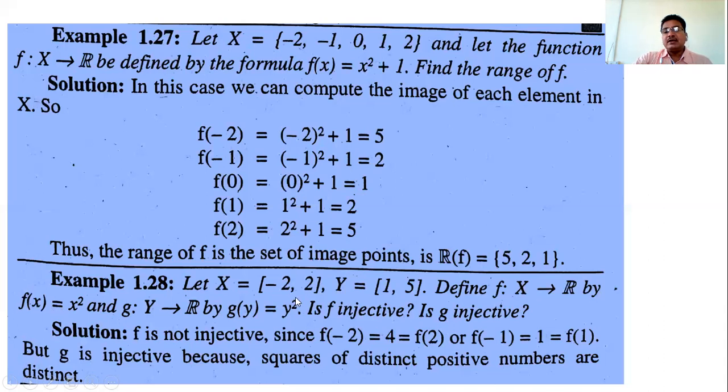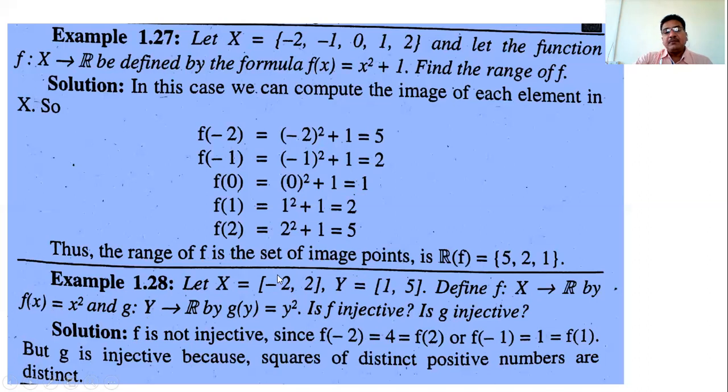What are the elements of this set? Minus 2 is an element of this set, 2 is an element of this set. Also all numbers lying between minus 2 and 2, that is minus 1 is an element of this set, and also 1 is an element of this set.